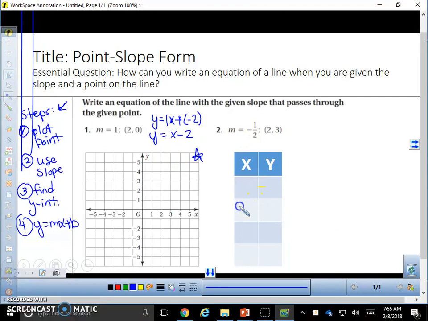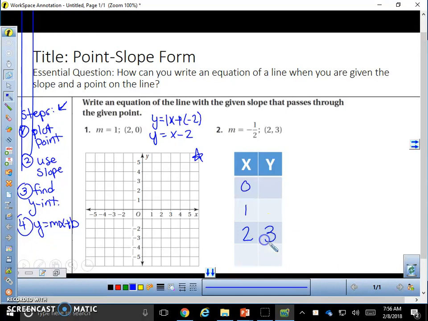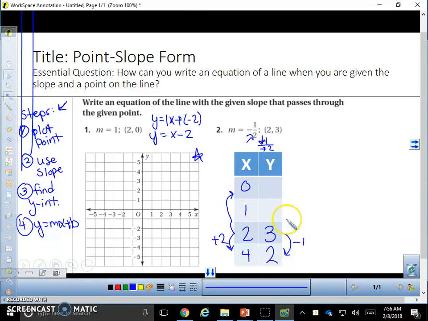Plot the point, and we'll put the point in the table. 0, 3. I'm going to use the slope. Here's the slope of down 1, right 2. Take away 1, add 2. So 2 plus 2 is 4, 3 minus 1 is 2. Take away 1, 2, do the opposite, add 1.